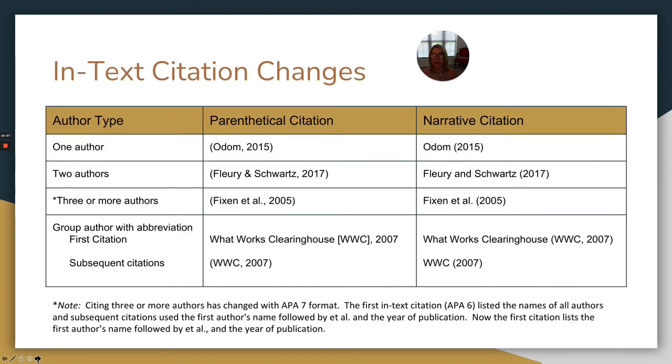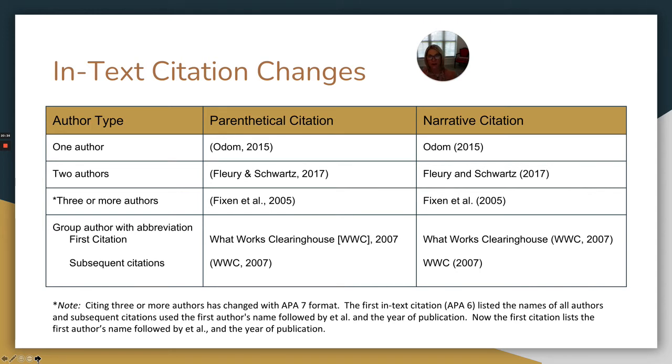And so for your in-text citation, there have been a few changes, and they're really actually kind of nice. And it depends on the number of authors in the work that you're going to cite. So the two types of citation that you have within the body of your paper are the parenthetical citation or the narrative citation. And so for one author, you're just going to put the author's name and a comma and the year in the parentheses, and then when you're writing it out in a narrative format, you would use the author's name with the date in parentheses.